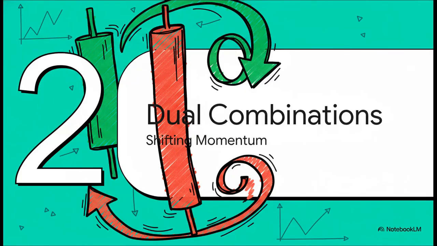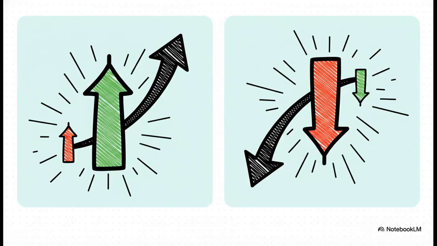Moving right along to Section 2, Dual Candle Combinations. So when we add a second candle to the mix, the story gets a whole lot richer, because the interaction between two consecutive candles paints a much clearer picture of who's really in charge. The core concept here is one side just completely overpowering the other.